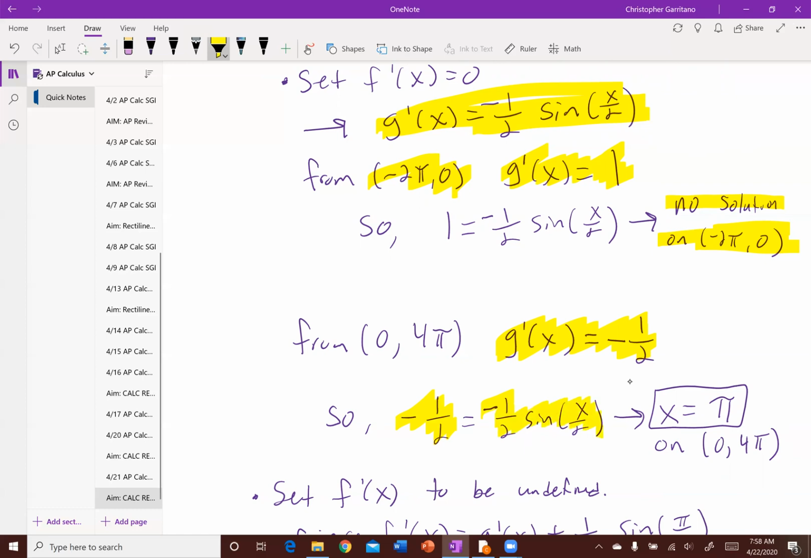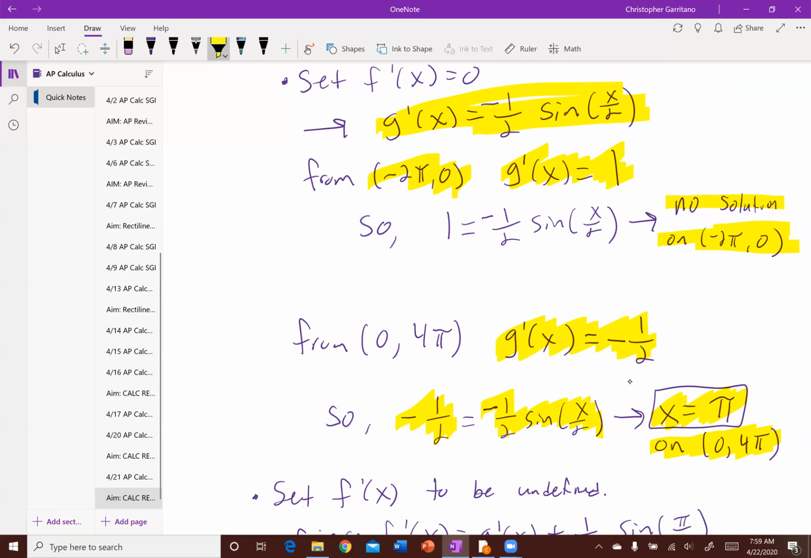And so basically, this comes down to the question, well, when is sine of x over 2 equal to 1? Well, sine of pi over 2 equals 1. So that means sine of x over 2 equals 1 when x equals pi. Right? Because if sine of x over 2 is 1, then we have -1/2 equals -1/2. So anyway, this equation is solved when x equals pi on this interval. So that is one critical point, x equals pi.